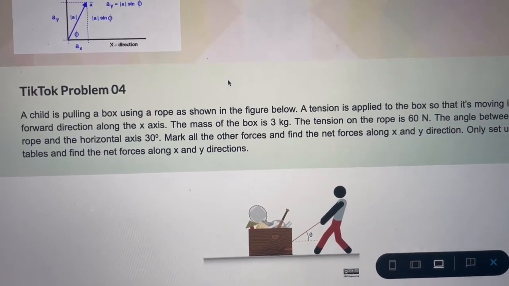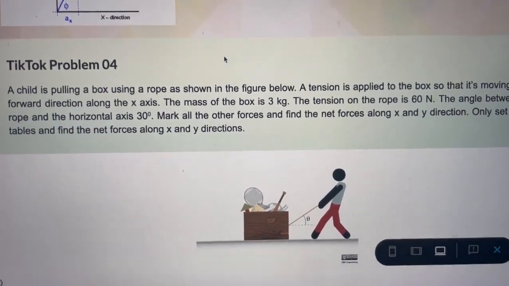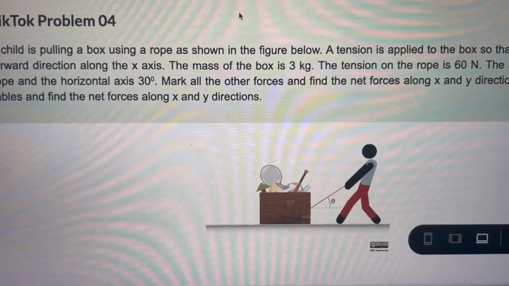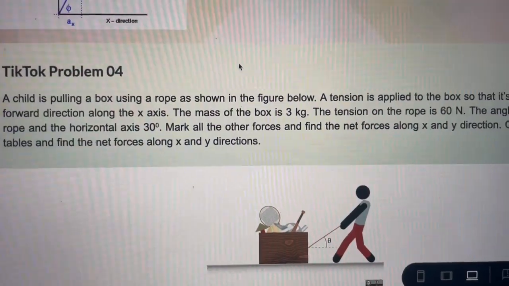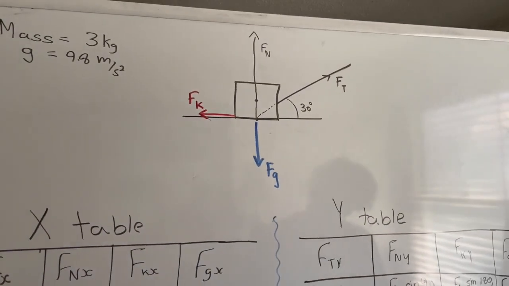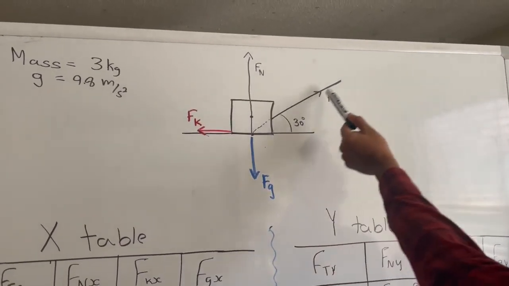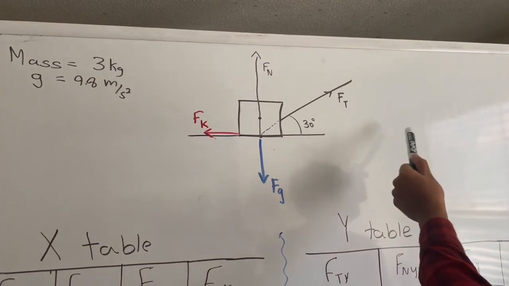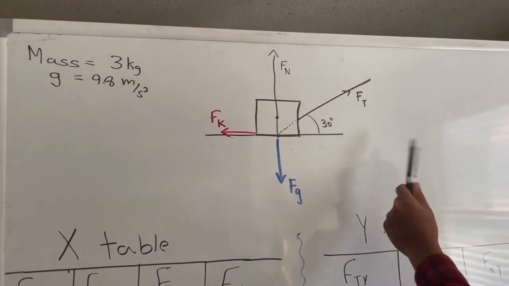Mark all the other forces and find the net forces along the x and y directions, and only set up the tables and find the net forces along the x and y directions. Now, I drew a small diagram here. Here is the box, and here is the rope attached to it, forming a 30-degree angle counterclockwise to the x-axis.